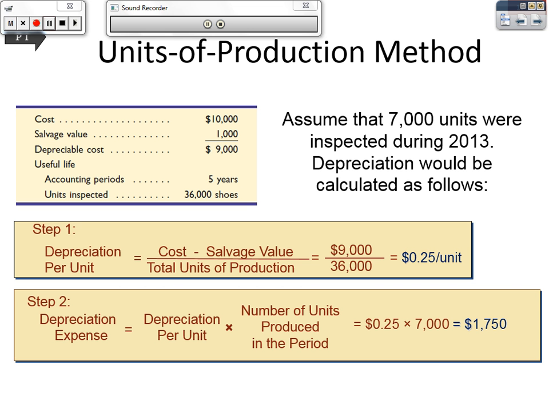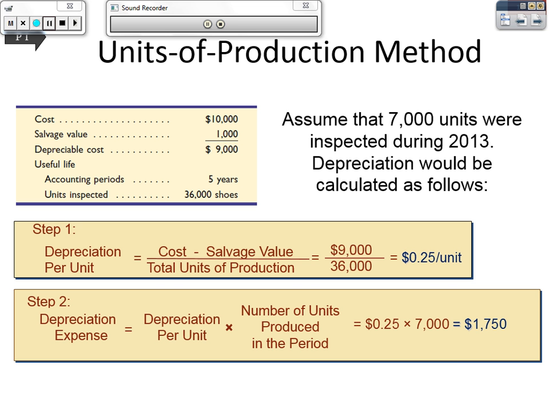And salvage value was 1,000, cost was 10,000, so that means depreciable cost is actually 9,000. And we're going to divide that by how many units? It says units inspected were how much? 36,000. So we divide our depreciable cost by the 36,000 to get 25 cents per unit. Taking step 2, our 25 cents per unit times 7,000 units that were inspected during 2013, and that gives us a depreciation expense of $17.50.